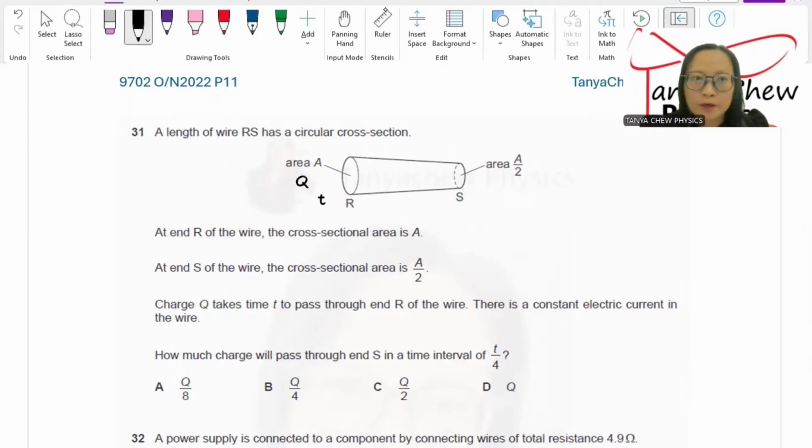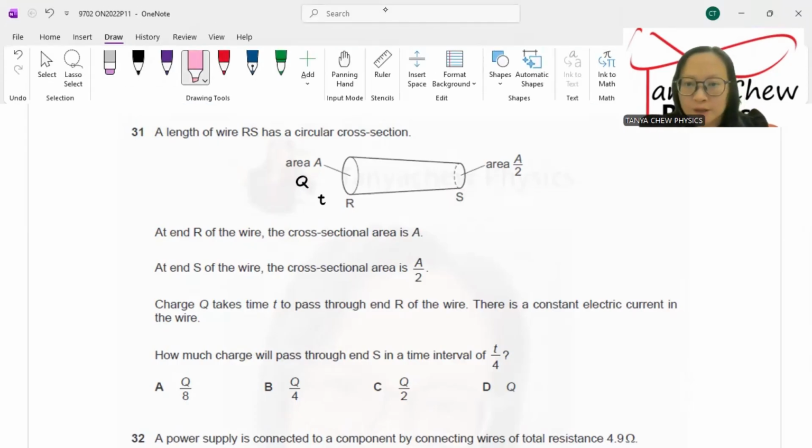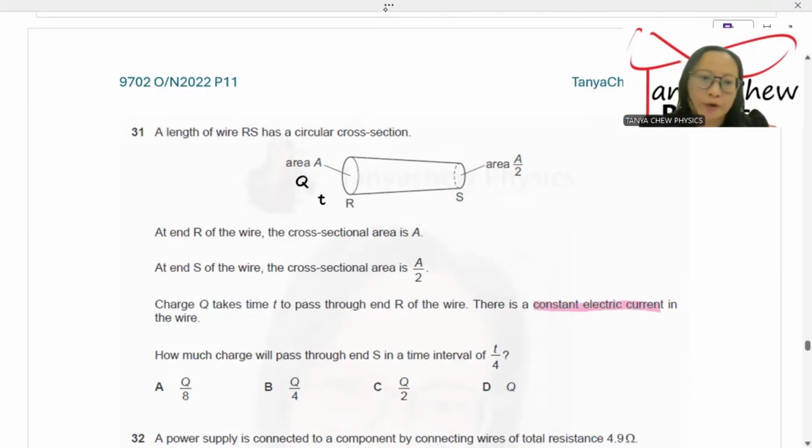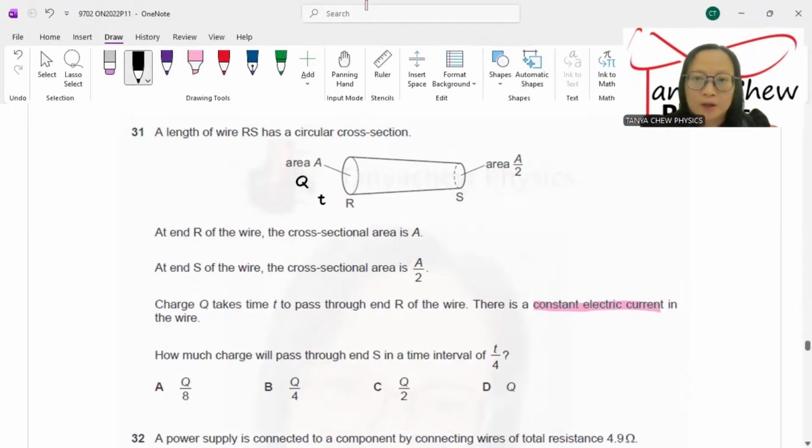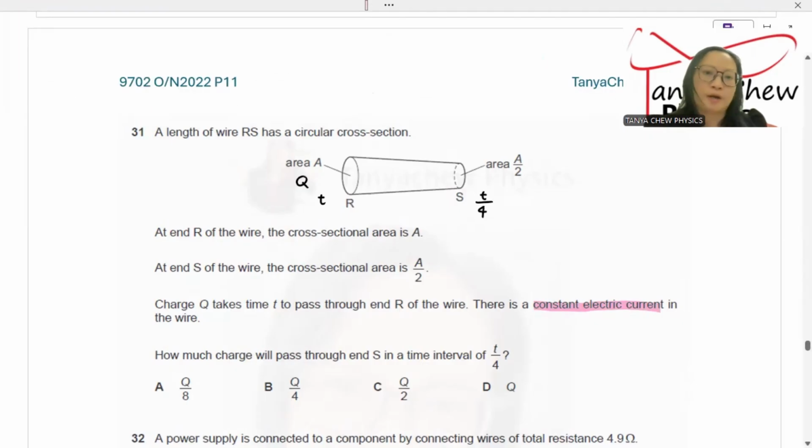where there is a constant. Oh, this is a key point right here. So I have to highlight this. There is a constant electric current in the wire. How much charge will pass through NS in a time interval of T over 4? T over 4. I want to find the time here.